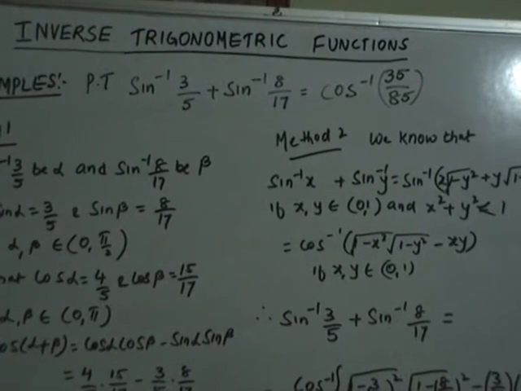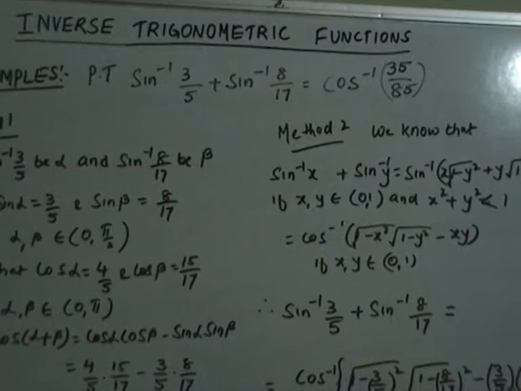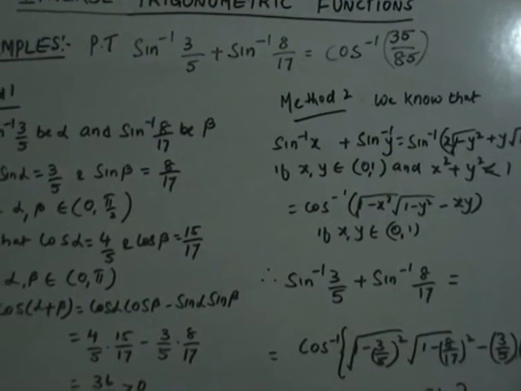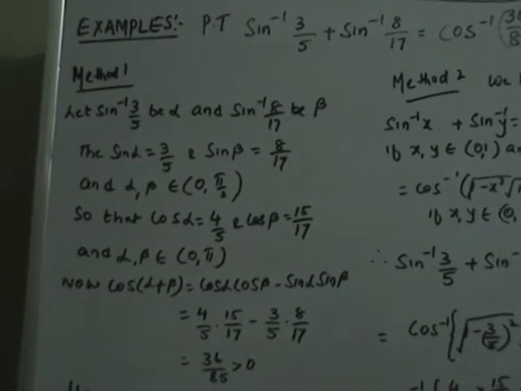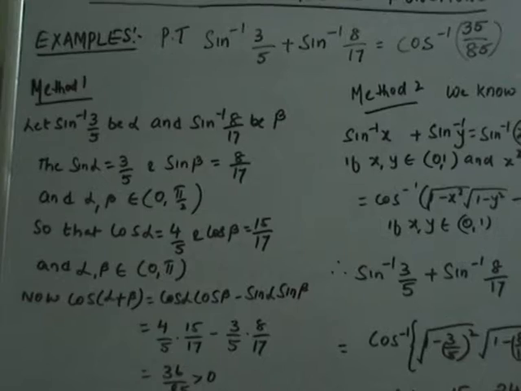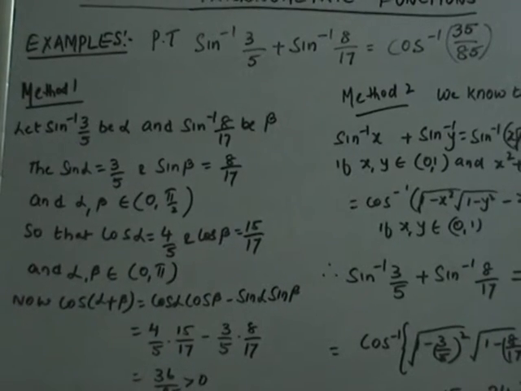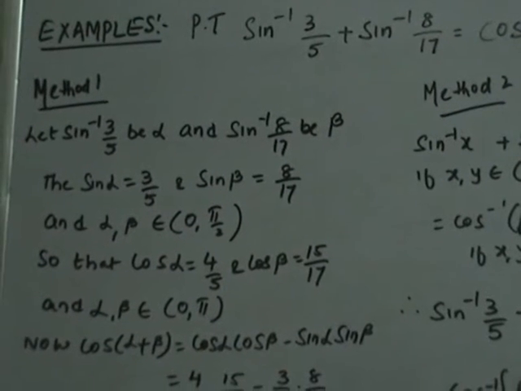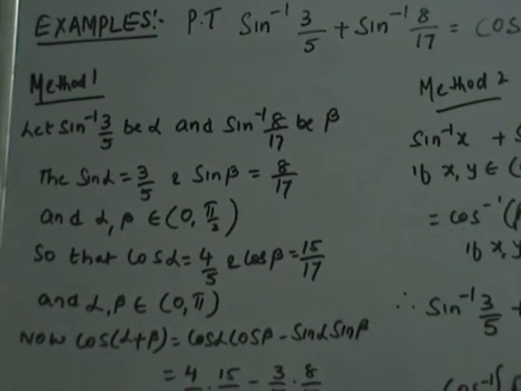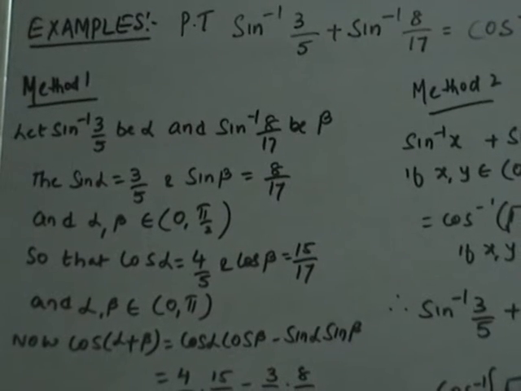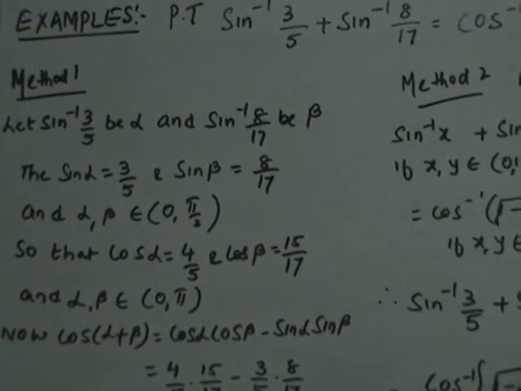Prove that sin inverse 3 by 5 plus sin inverse 8 by 17 is equal to cos inverse 36 by 85. This problem can be done in two methods. Let us see method 1. That is, let sin inverse 3 by 5 be alpha and sin inverse 8 by 17 be beta.